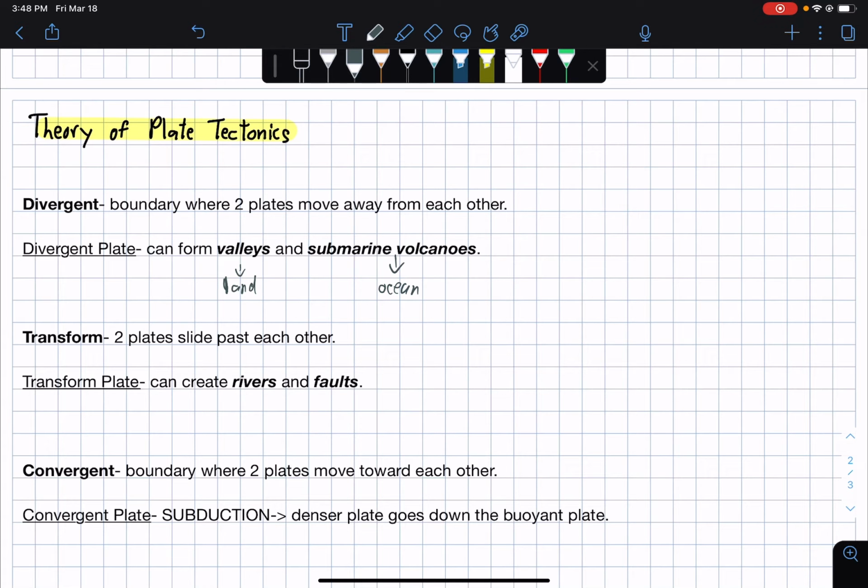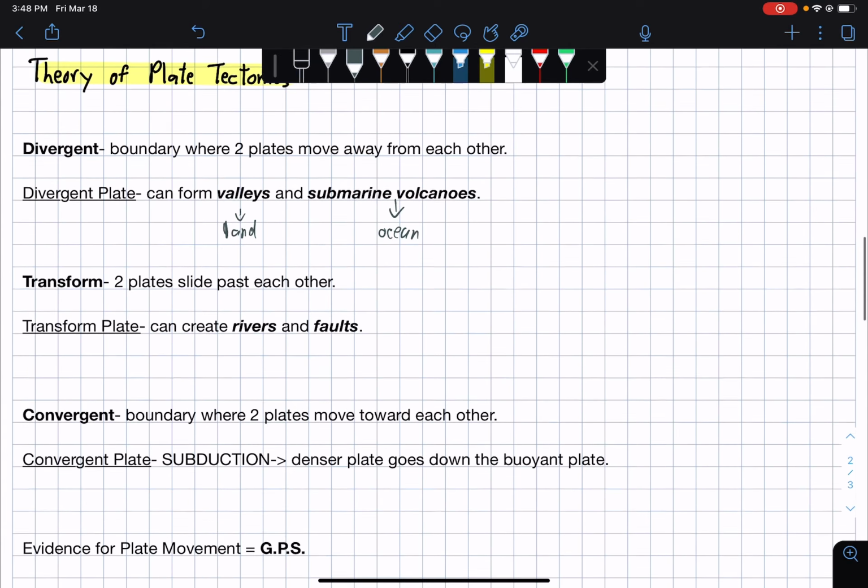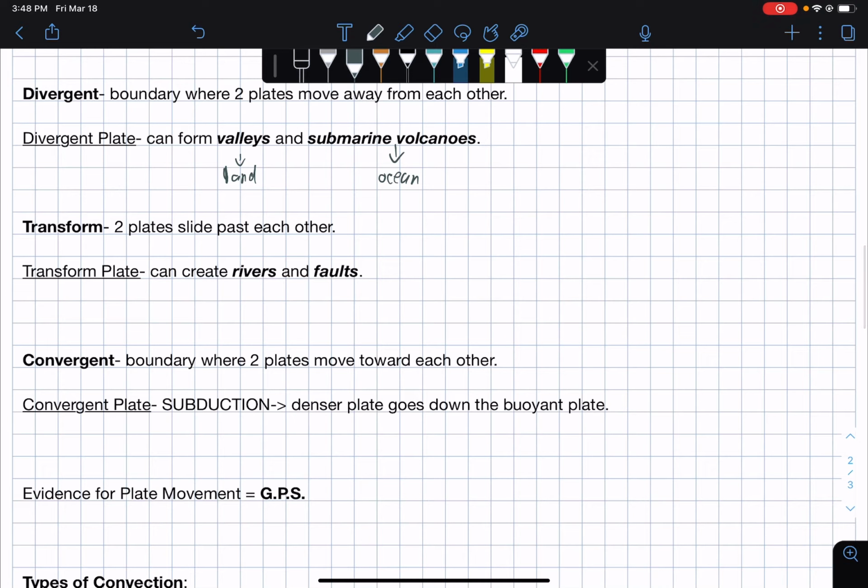So for transform, these are two plates that slide past each other. Transform plates can either create rivers or faults. For convergent plate, this is the boundary where two plates move toward each other. There is usually the occurrence of what we call subduction, whereas the denser plate goes down the buoyant plate. By buoyant, it's basically the opposite of dense.